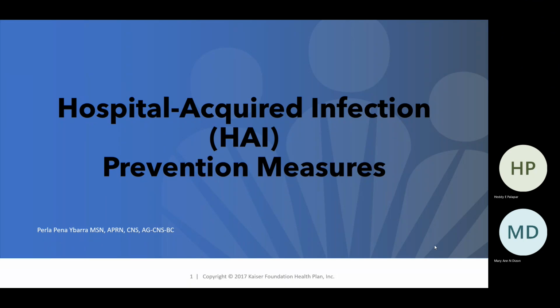Hospital-acquired infections continue to be a global problem in healthcare and in our medical center. The most common cause of hospital-acquired infections is through healthcare workers, mainly from failure to comply with the recommended infection control guidelines. In the next coming slides, I will be discussing strategies to prevent healthcare-associated infections.